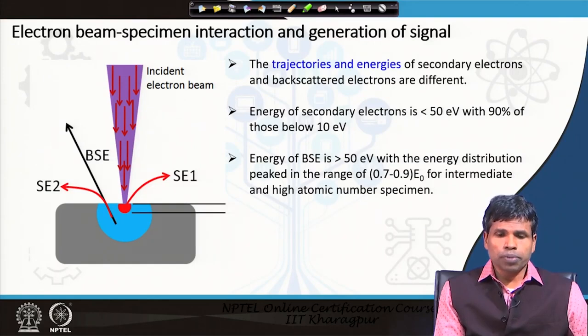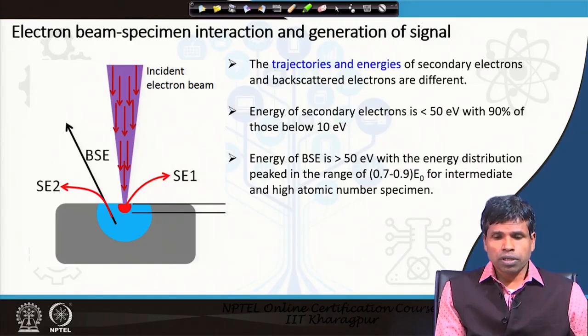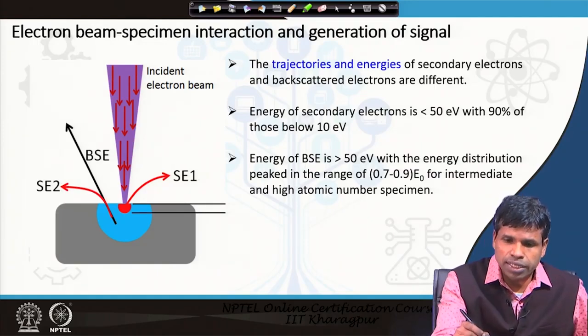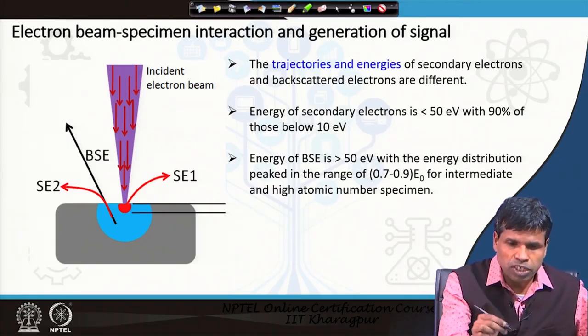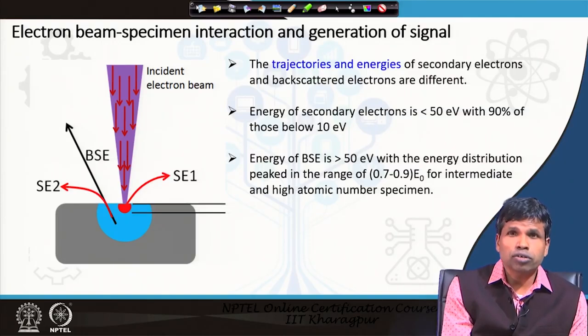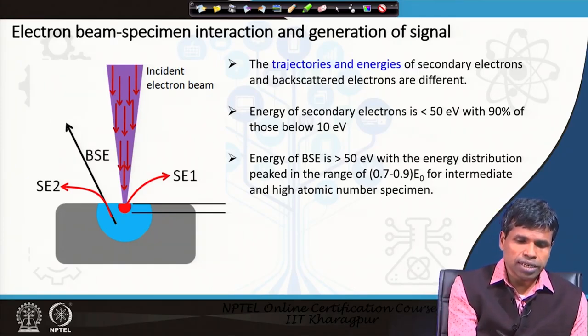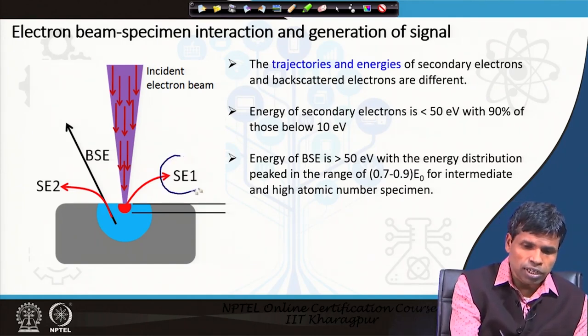Going back to the previous lecture, where we discussed the electron beam and specimen interaction and generation of signal, we have seen that secondary electrons and backscattered electrons are generated from the specimen, which are of interest for our microscopy purpose, or for creating the images. As you see here, secondary electrons are generated from the region where the electron beam is incident, and these are called secondary electron 1, this is the SE1.